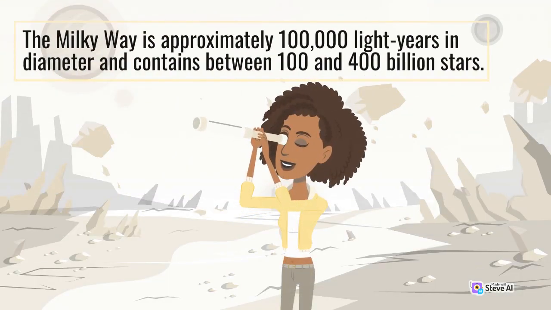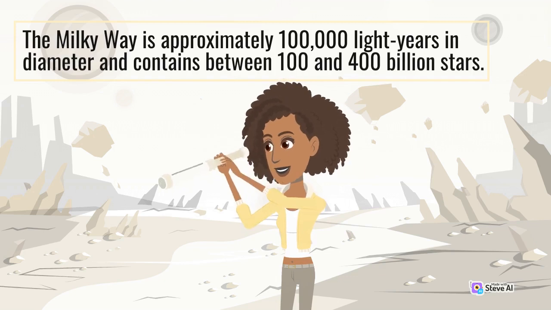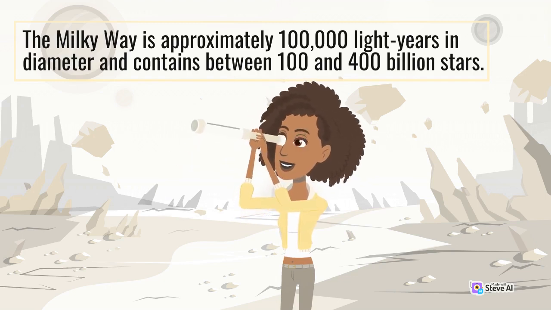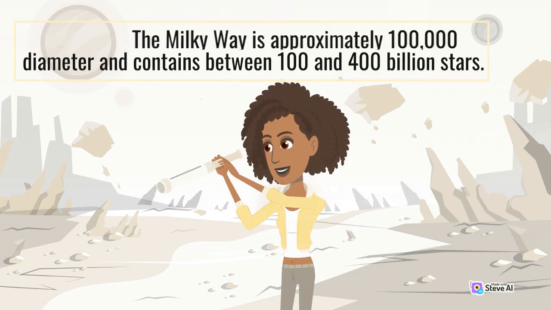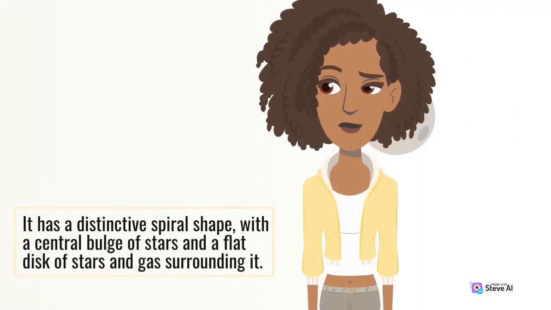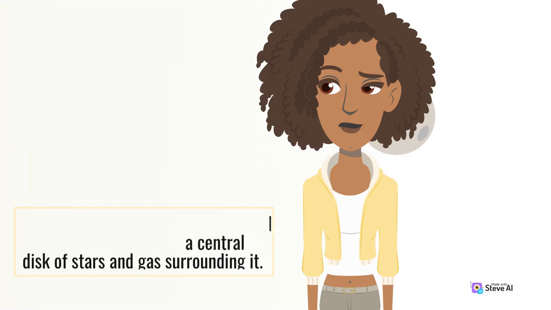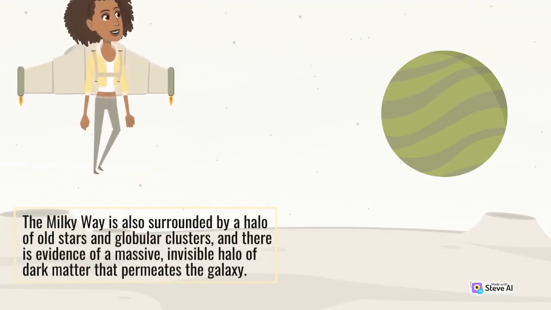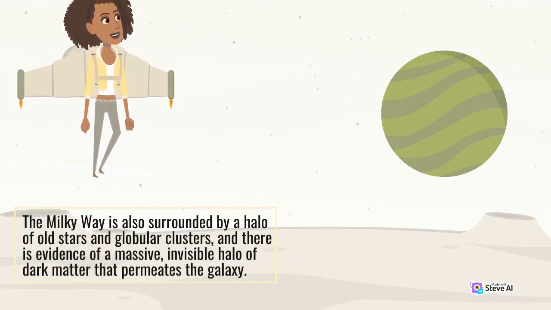The Milky Way is approximately 100,000 light-years in diameter and contains between 100 and 400 billion stars. It has a distinctive spiral shape, with a central bulge of stars and a flat disk of stars and gas surrounding it. The Milky Way is also surrounded by a halo of old stars and globular clusters, and there is evidence of a massive, invisible halo of dark matter that permeates the galaxy.